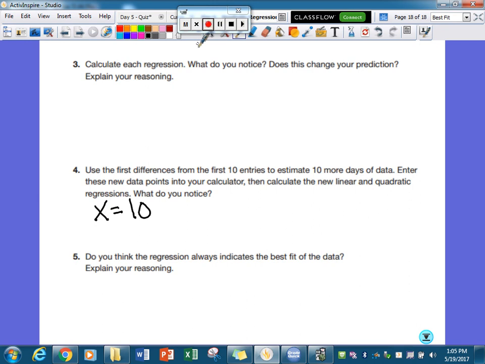Okay, so try and finish those, and then let us know when you're done so that we can take a look at how you did.